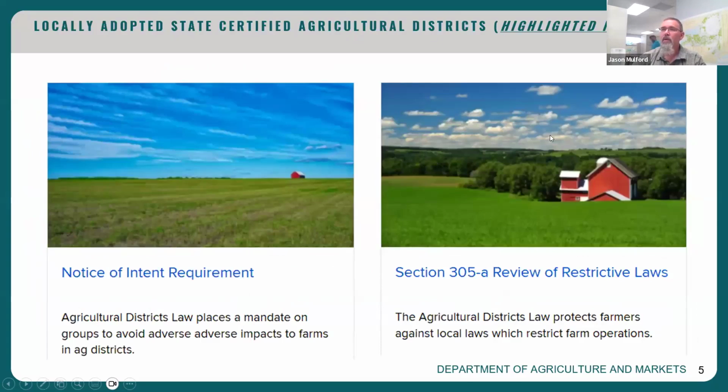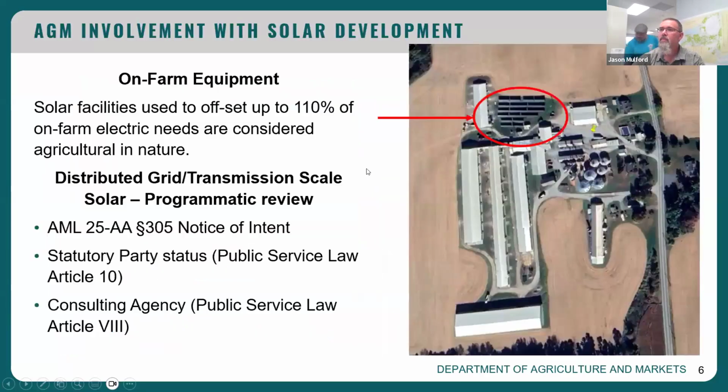Highlighted programs in the Ag Protection Unit and Ag Districts: the 305-A review of overly restrictive local laws is a popular one that we deal with municipalities on, if it's manure storages, things of that nature. Any citations on a farm, we help determine if they're overly restrictive or not. But today we're going to focus in on notice of intent more.